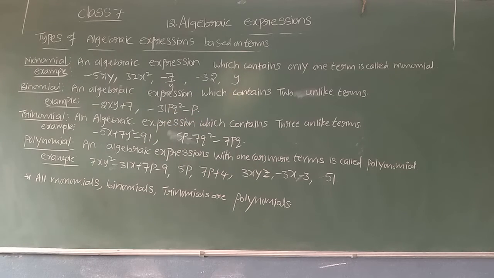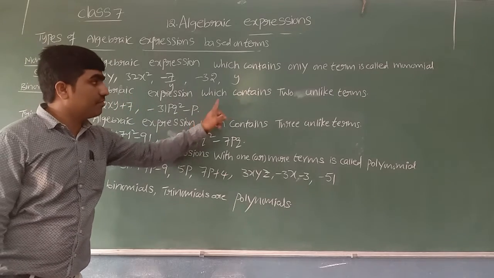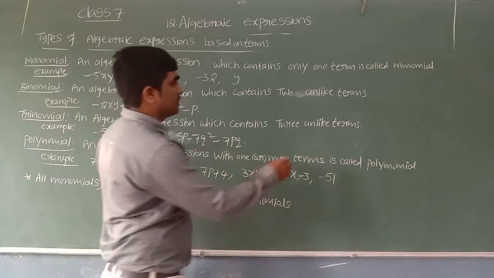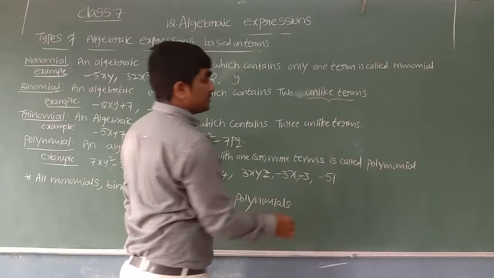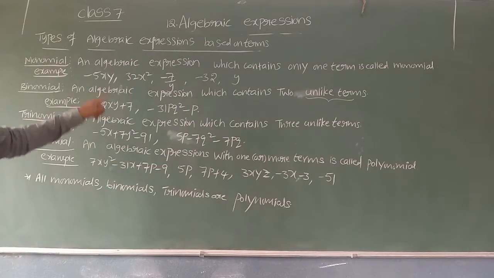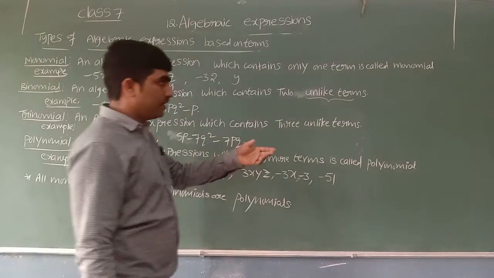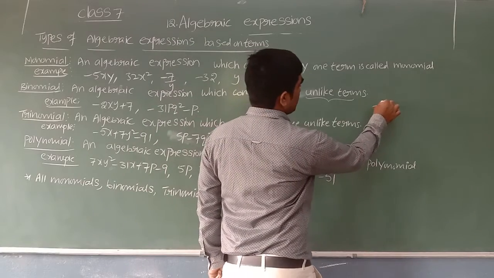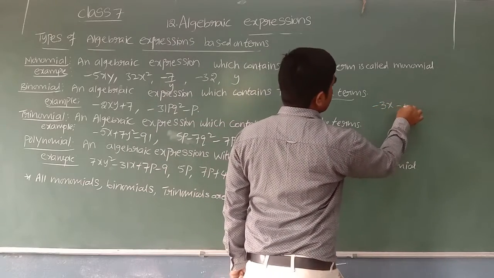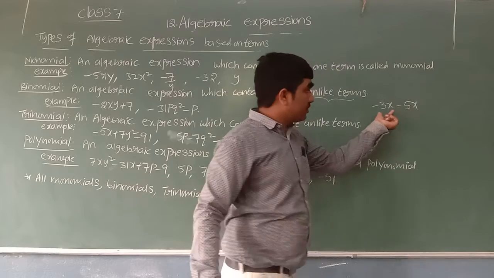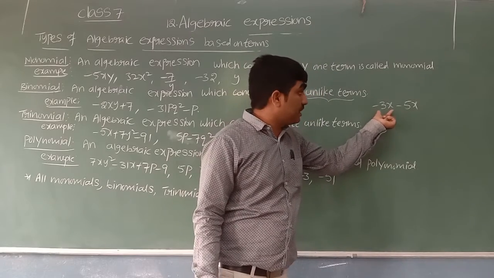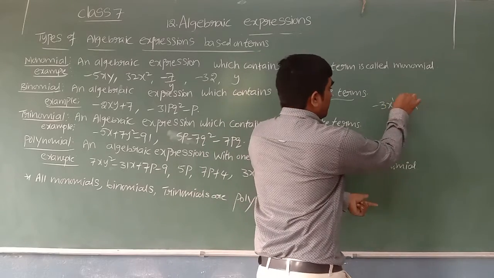Now let's see the next one, binomial. A binomial is nothing but an algebraic expression which contains two unlike terms. Here they must be unlike terms. If they are like terms, it becomes a monomial. How, sir? Let's see one example. Suppose I take here minus 3x minus 5x. About these two, what can we say? They are like terms. They have the same variable x and the same power 1.